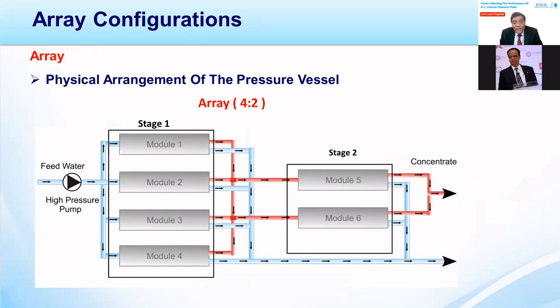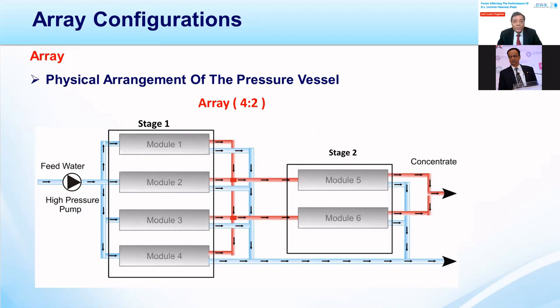Physical arrangement of vessels. You can stage one. This is called the array configuration. This picture represents the array configuration of 4:2. It means in the first stage we have 4 pressure vessels, and in the second stage we have 2 pressure vessels. It is the first stage that is known as the array in our term of the design.